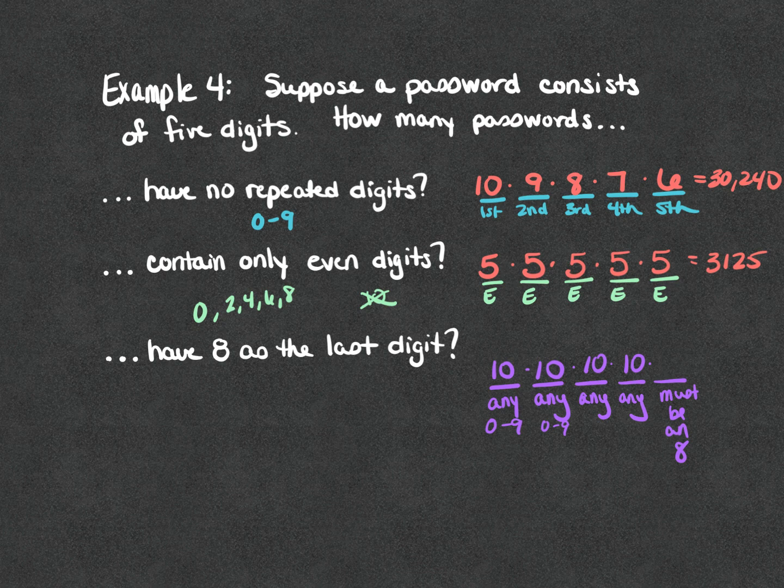Now, I'm going to caution you, the number that I want to multiply together with this string of 10s is how many choices I have. If the number must be an 8, I only have one choice. Don't put an 8 in the blank. You don't have 8 different options. The number has to be an 8. That means you have one choice. So we're going to put a 1 in the blank. And again, multiplying all of those together gives us 10,000 different 5-digit passwords that have the characteristic that 8 is the last digit.